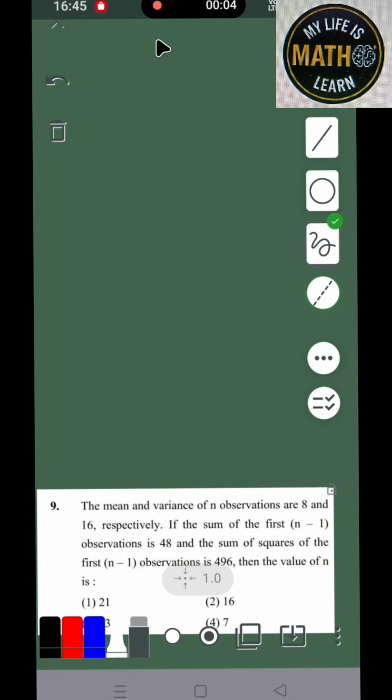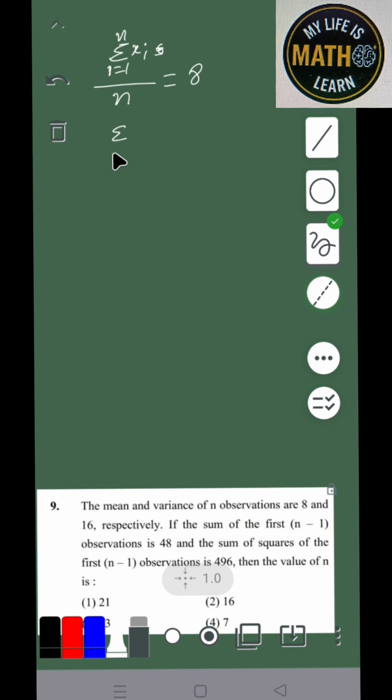Today we will discuss statistics. Ninth problem. The mean of n observations is 8. The mean of n observations, sigma of i equals 1 to n of xi, whole divided by n, is equal to 8. So sigma of i equals 1 to n of xi is equal to 8n.